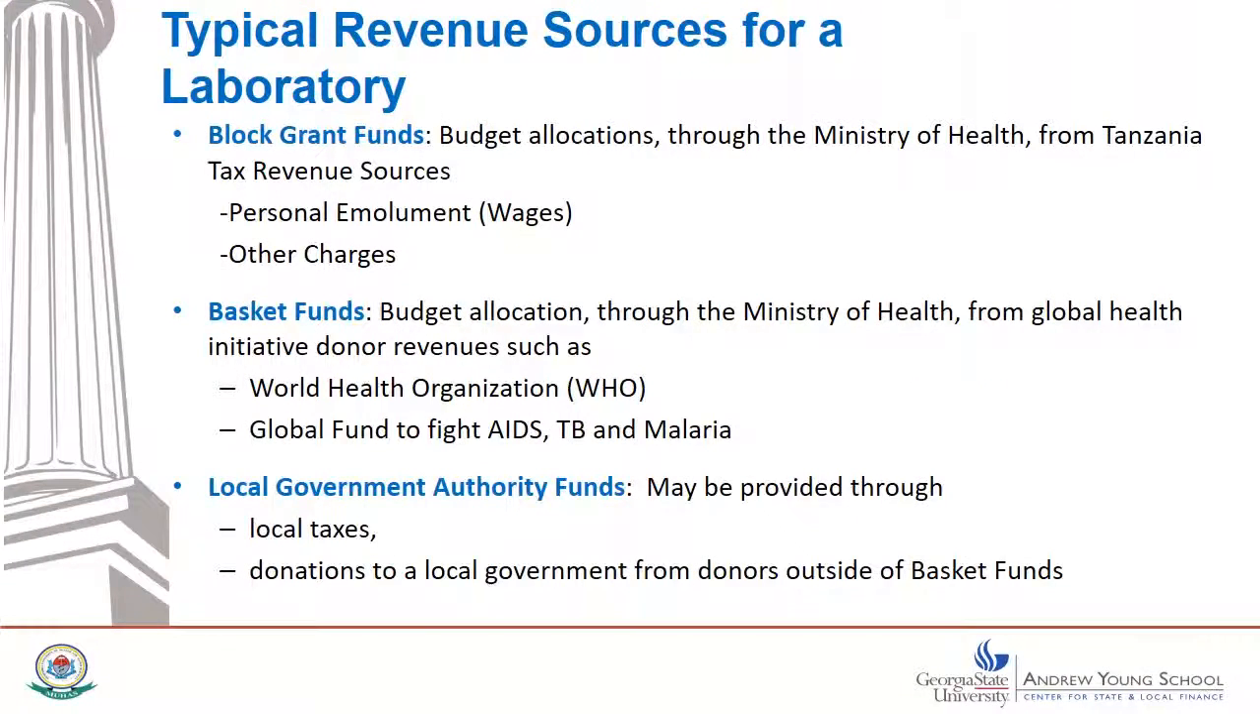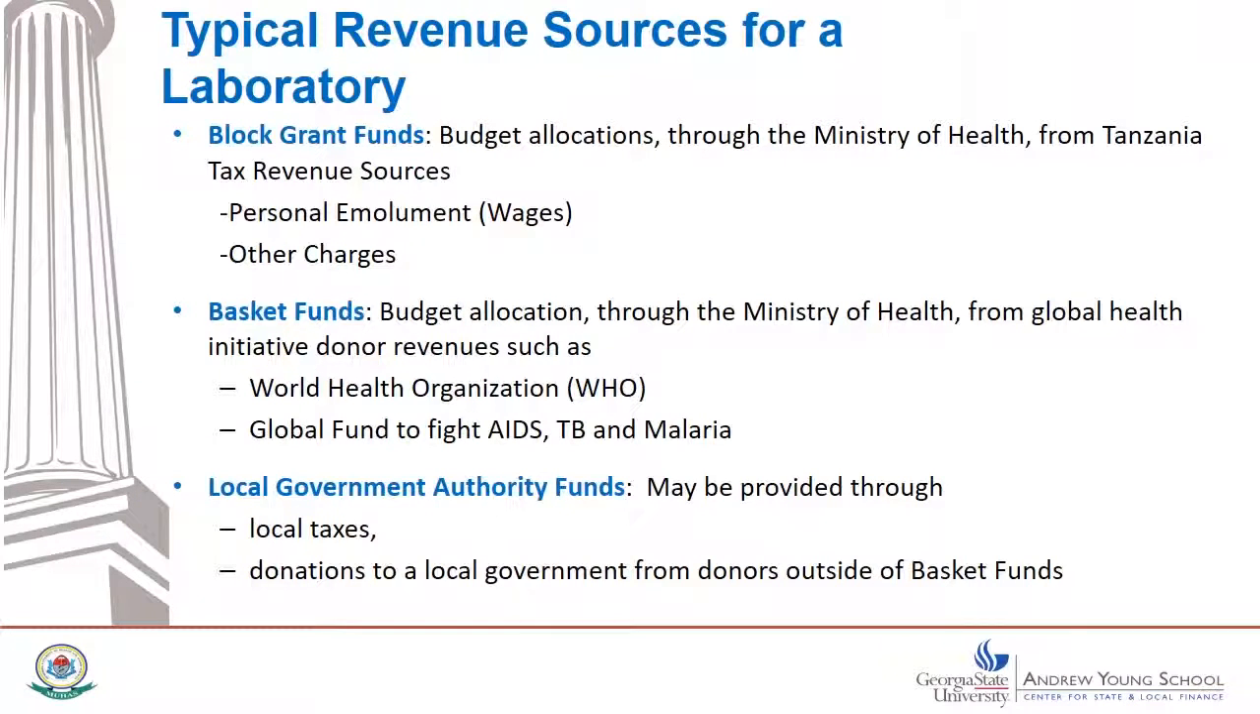There are 6 main categories of revenues that fund the majority of laboratory and clinic services in Tanzania. First are block grant funds. These are budgeted funds distributed by the national government to local districts. There are allocations from the national government's own revenue sources, and they cover such items as personal emoluments and other costs at local labs and clinics. These are allocated to communities using a needs-based formula.